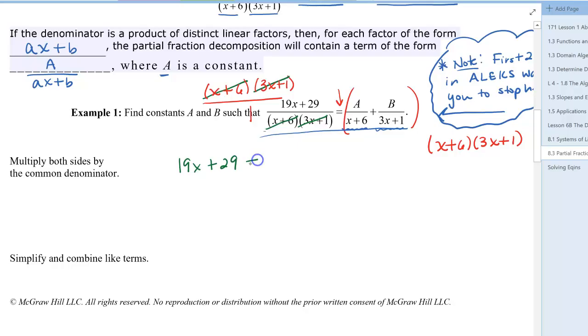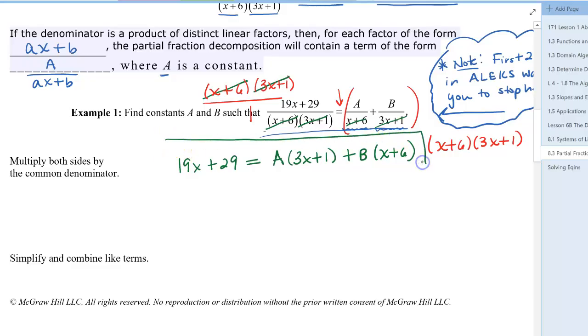That's equal to, if we look at this first fraction, the x plus 6 will cancel, so we'll have A times 3x plus 1. And then for this fraction, the 3x plus 1's will cancel, so we'll have plus B times x plus 6. Now you see we have this equation where we have no more fractions. Yay!